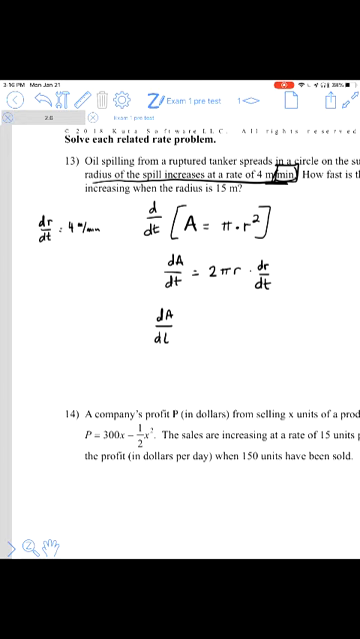So when the radius is 15, this is going to be 2 times pi times 15 times 4. 15 times 4 is 60. 60 times 2 is 120. So this is 120 pi meters per minute. It's actually meters squared per minute because it's an area.